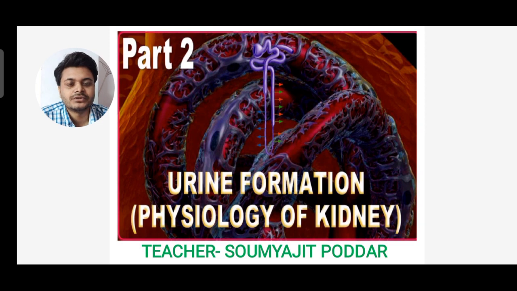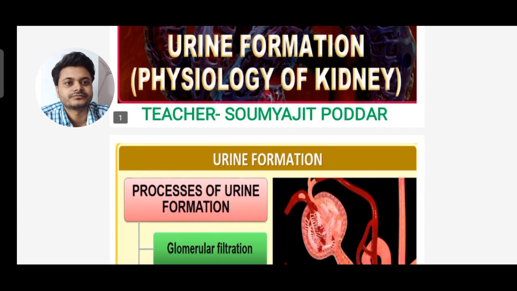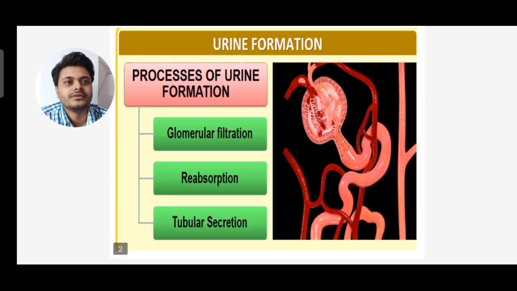Let's start with the topic urine formation. You can see that there are three processes of urine formation: one is glomerular filtration, one is reabsorption, and another is tubular secretion. In the process of urine formation, these three steps have to be performed, then the urine will be formed. First is glomerular filtration, then reabsorption, and last is tubular secretion.